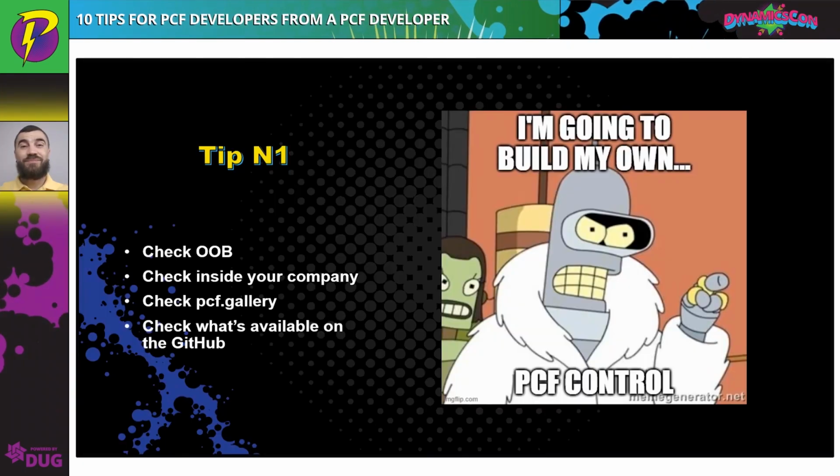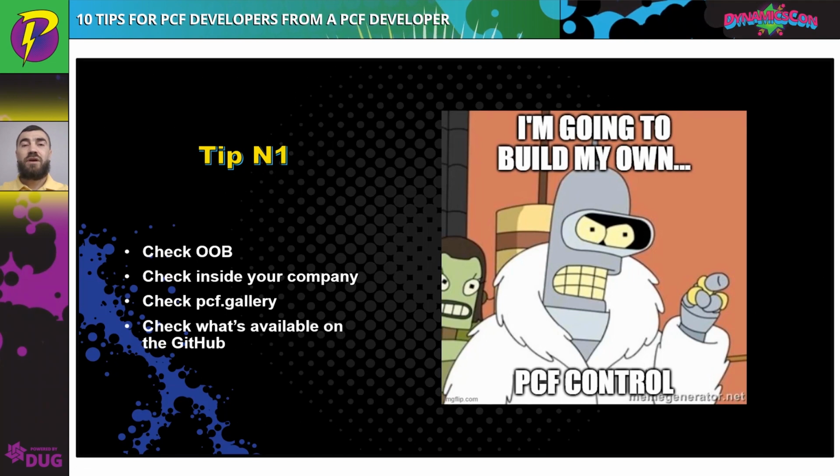Don't reinvent the wheel. Even before opening Visual Studio or VS Code, just check what is available. And the first place to check is actually your system, because Microsoft provided a list of controls out of the box. And if you want to see the whole list without trying, you can open the Microsoft documentation website. Let me jump to the browser and show what I mean.